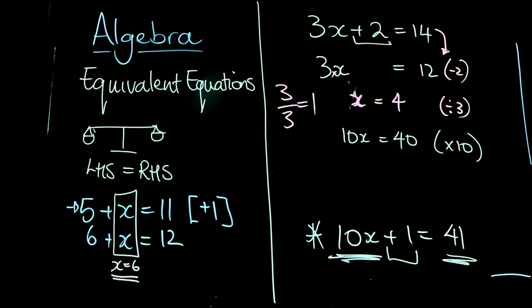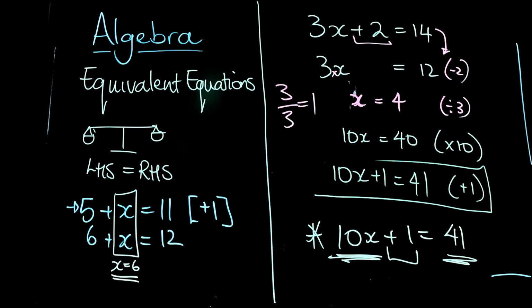So hang on a minute. Let's look down here at the bottom one. We've got add 1. So I reckon our next move will be to add 1 to both sides. So this is going to look like 10x plus 1 on the left hand side. That was 40, and now it's 41. So there's our final equation. It looks nothing like what it was originally.